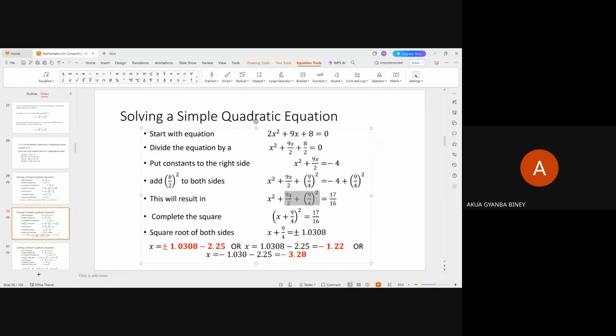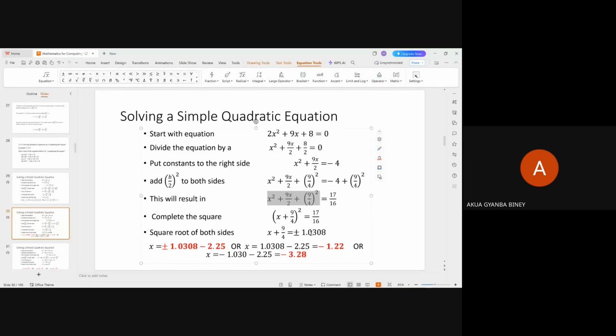Now this part, I'm saying look at all those with the squares. Then put them together: x plus 9 over 4, all squared, is equal to 17 over 16. And then we want to make x the subject. So take the square root of both sides. You get x plus 9 over 4 is equal to plus or minus. I've already taken the square root, you get it.